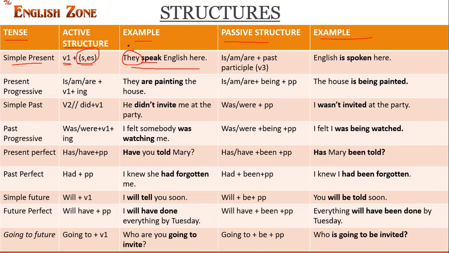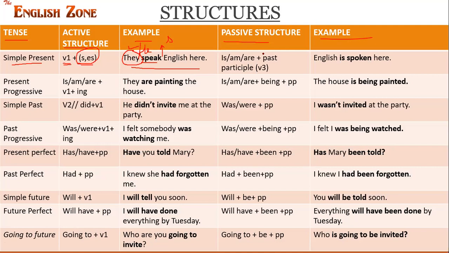Because if we use plural here, then s/es will not be there. And instead of they, if I use he speaks English here, so if I will be using he, then we will use speaks here. Okay? He, she, singular we use. Singular, like I would say, my friend speaks English here.